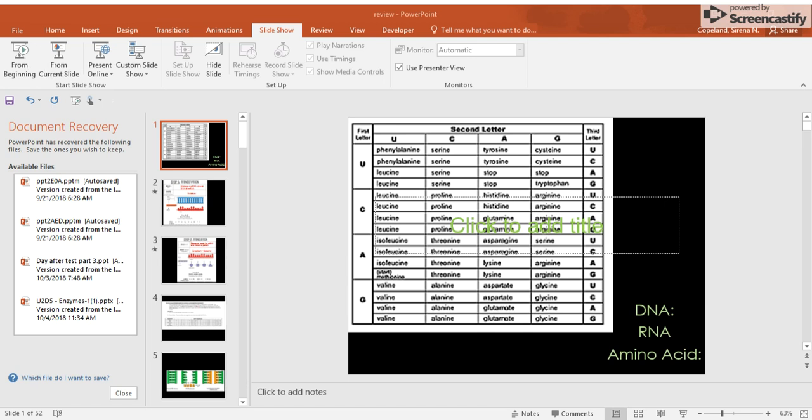All right, everybody, I'm going to review some things that you're going to need to know for this test. First of all, you're going to need to know how to go from DNA to RNA, from RNA to amino acid using this chart or any other codon chart.